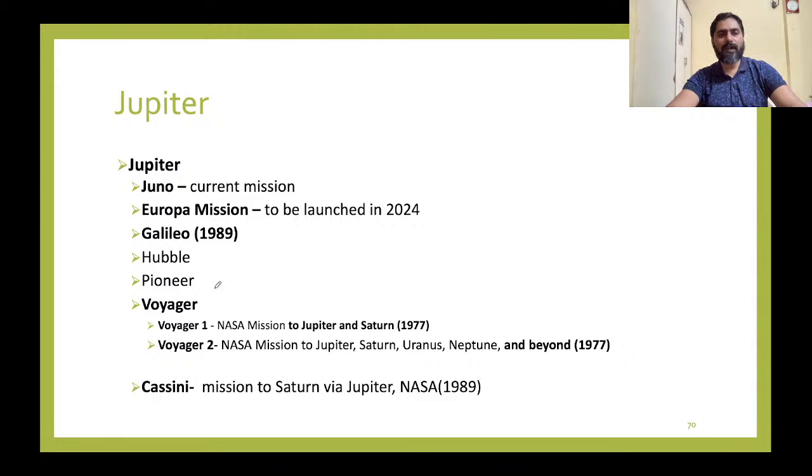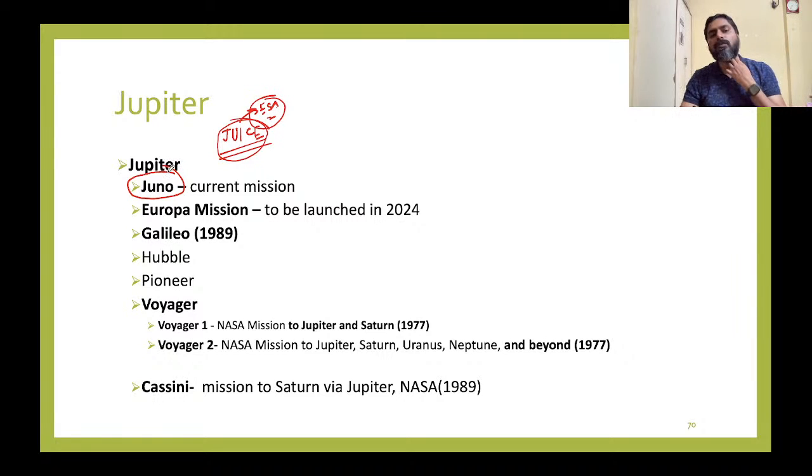Now let us look at missions to Jupiter. The most important mission that you should know is the Juno mission. But you should also find out what the JUICE mission is. This is the latest mission with respect to Jupiter. The JUICE mission is of ESA. It is a planned mission, and it will be an orbiter type of mission.